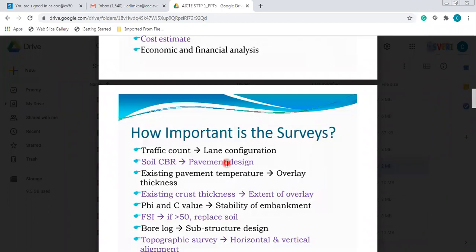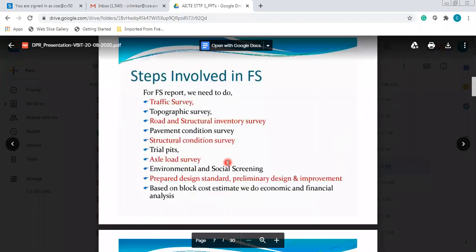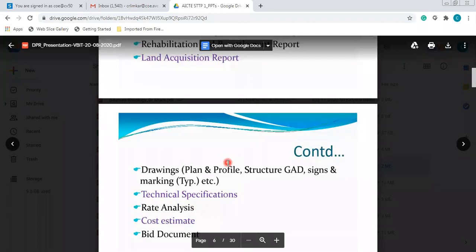Then physical and mechanical properties of the soil for the embankment, again for the stability of the embankment as well as for your subgrade soil, are required. Okay, then bore log, that is for the substructure design, and topographical survey, that is for the horizontal and vertical alignments. Now if there is any problem in this, you can ask me your queries.